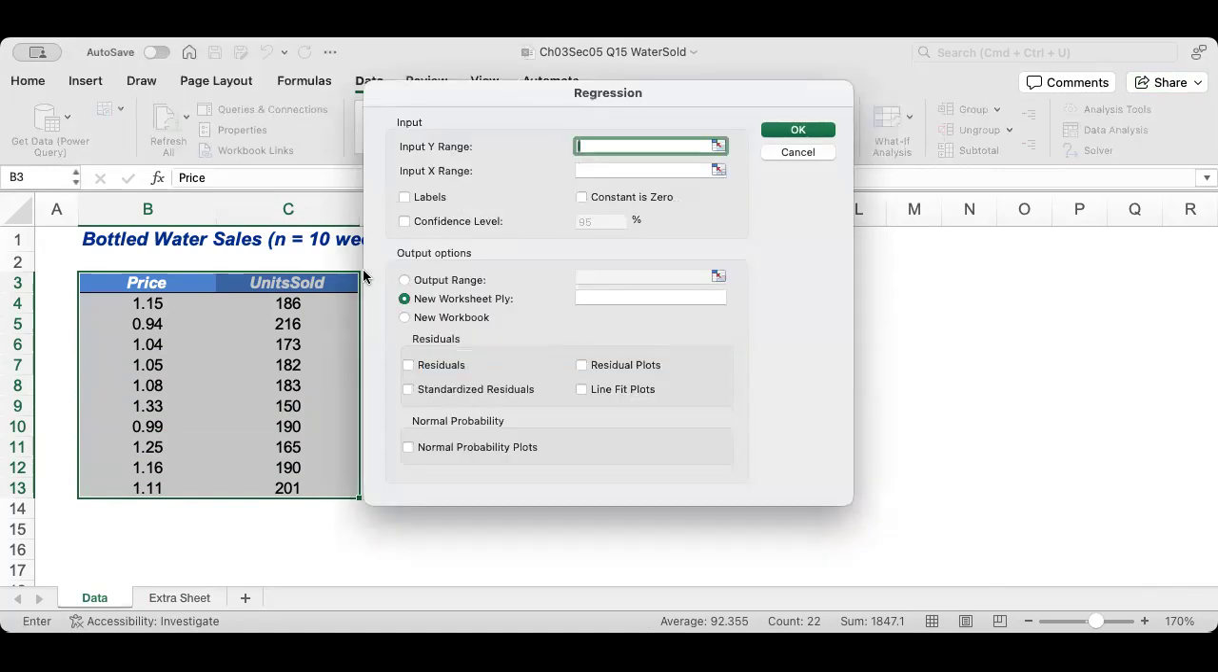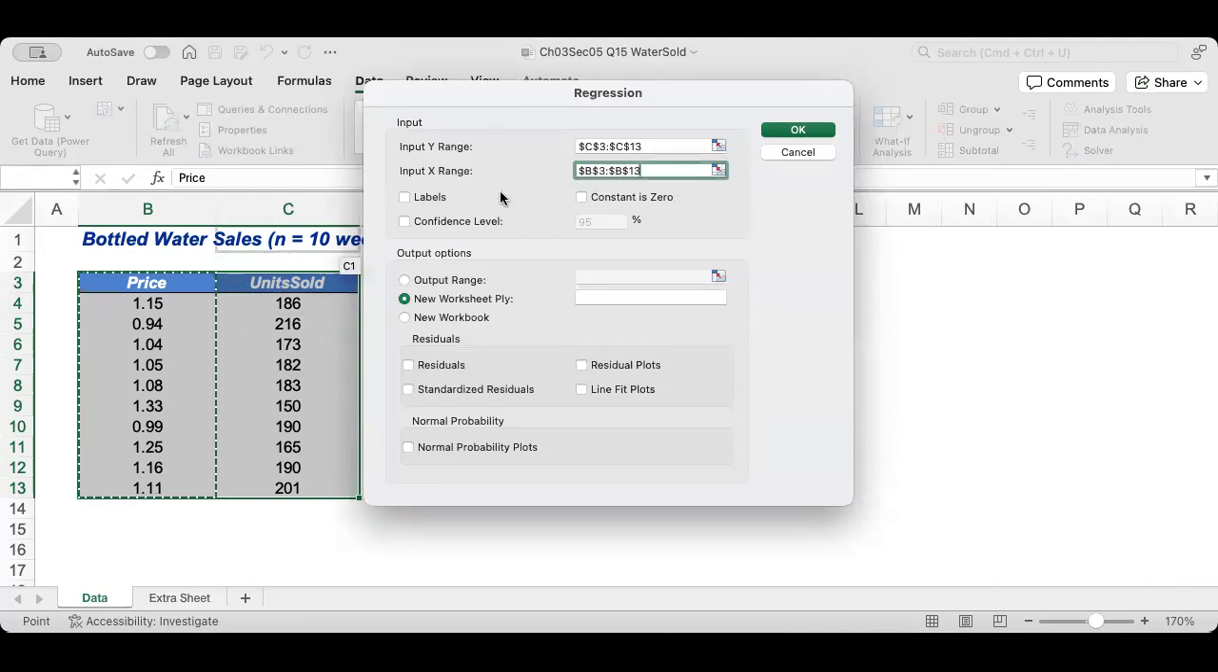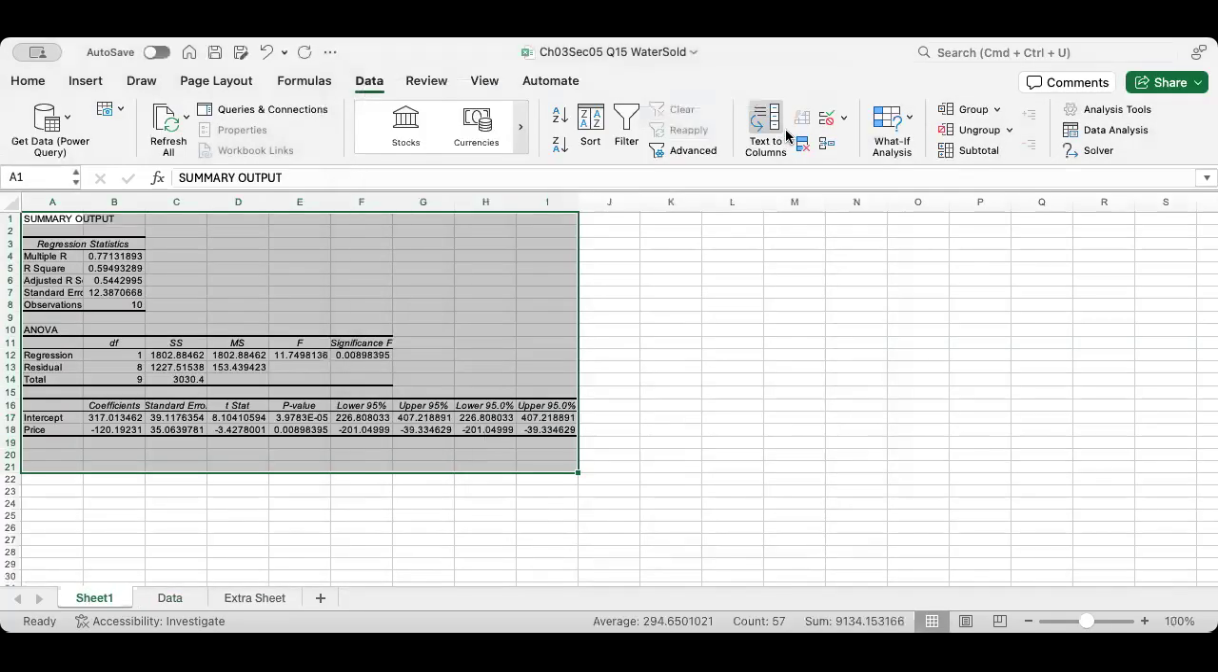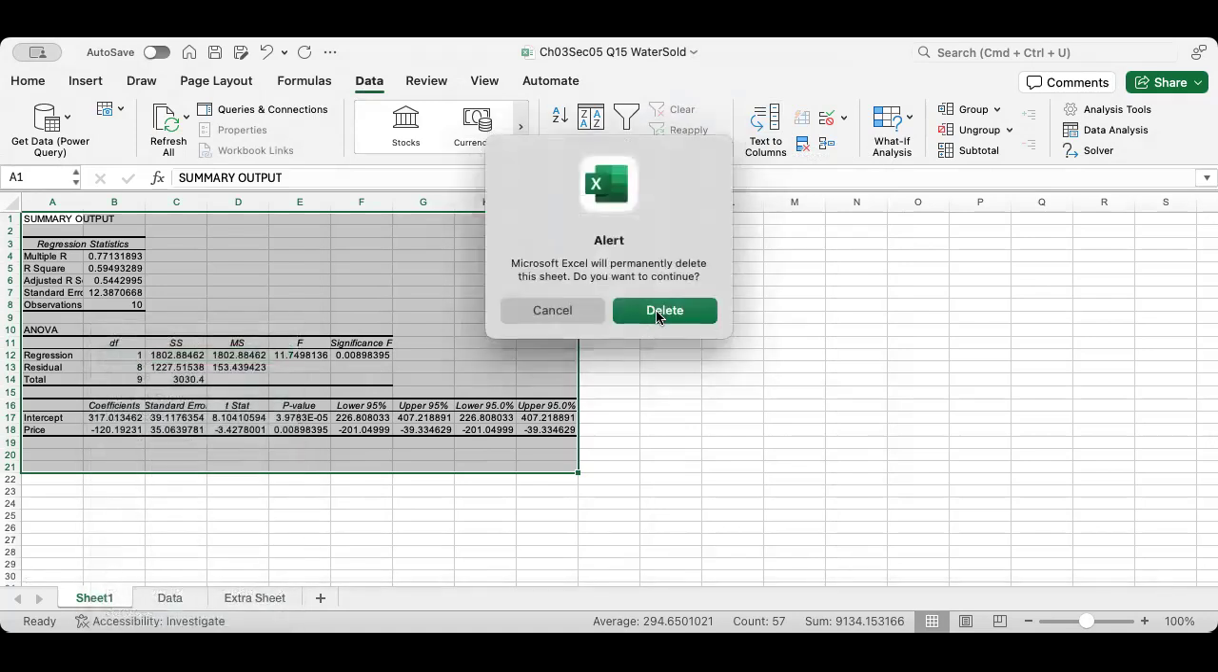Click. Where are the X's? Where are the Y's? Well, here are the Y's. And the X's are here. And yes, I included the labels. So let me put the labels on there. And I want a new worksheet to show me the results. Oh, that's the wrong one. Let's not do that. Let's get rid of that. Let's do it the manual way.